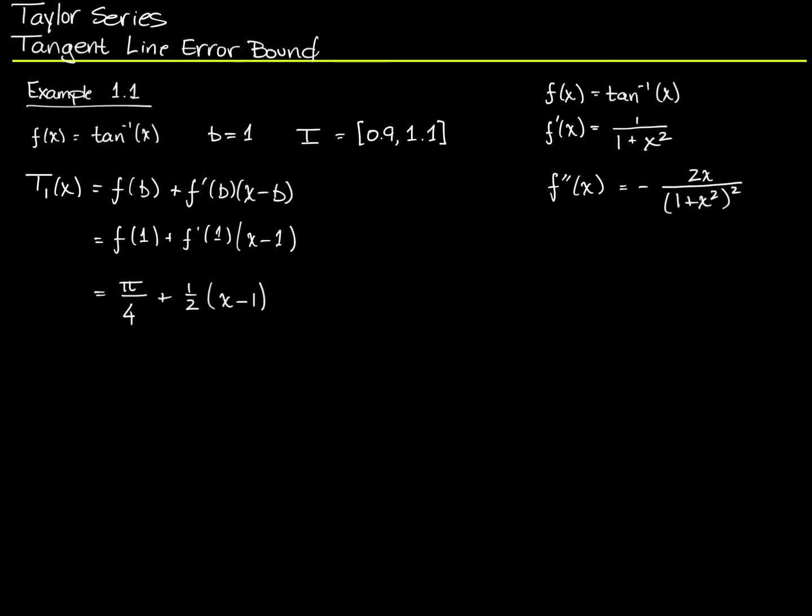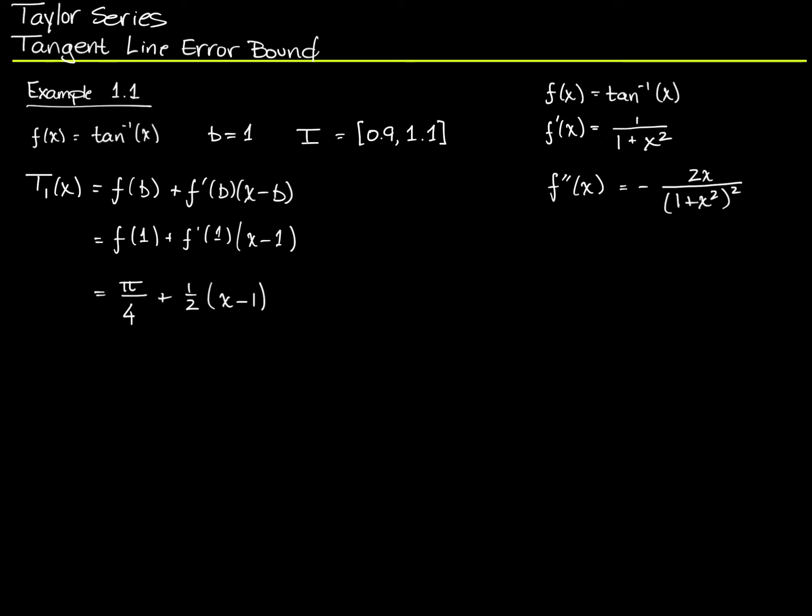There are different ways you could write it. I could distribute my 1 half and then combine my constants, and I'd get a true y equals mx plus b expression, but it's not, strictly speaking, necessary. This is the tangent line approximation for f of x equals tan inverse of x near 1.